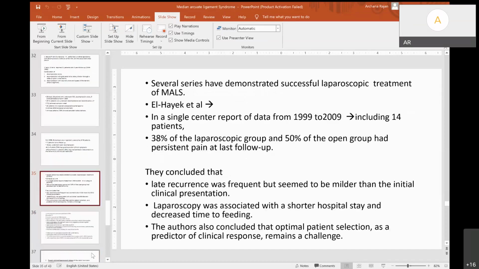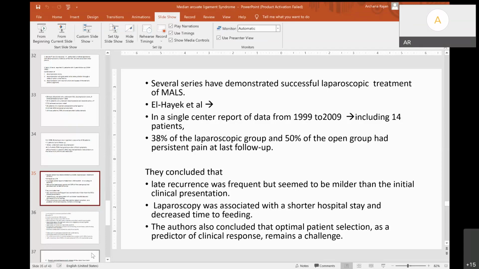Several series have demonstrated successful laparoscopic treatment of median arcuate ligament syndrome, and one is Hayek et al. In a single center report including 14 patients, 38% of the laparoscopic group and 15% of the open group had persistent pain at the last follow-up. They concluded there is a chance of late recurrence, but the pain was milder than the initial presentation.